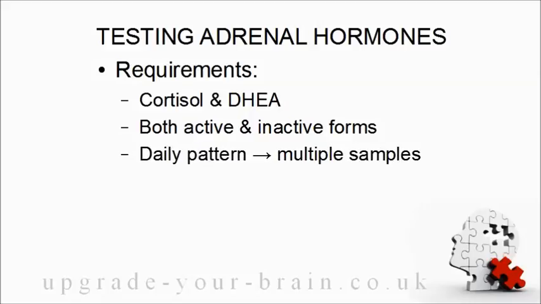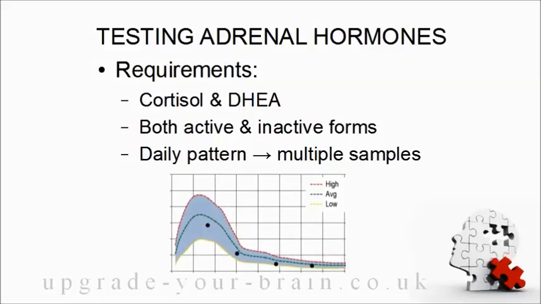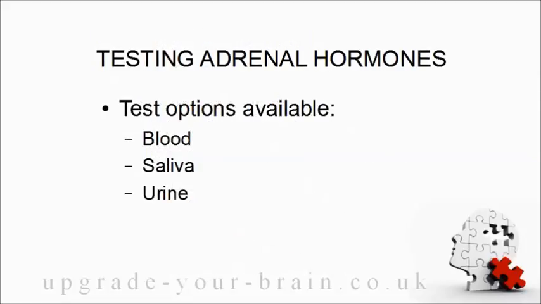The third requirement of adrenal hormone testing is to assess the daily cortisol rhythm. In practice, what this means is that you need to take multiple samples over the course of a full day. It's typically 4: first thing in the morning, last thing before bed, and then 2 more in between. You can test adrenal hormone levels in blood, or in saliva, or in urine.